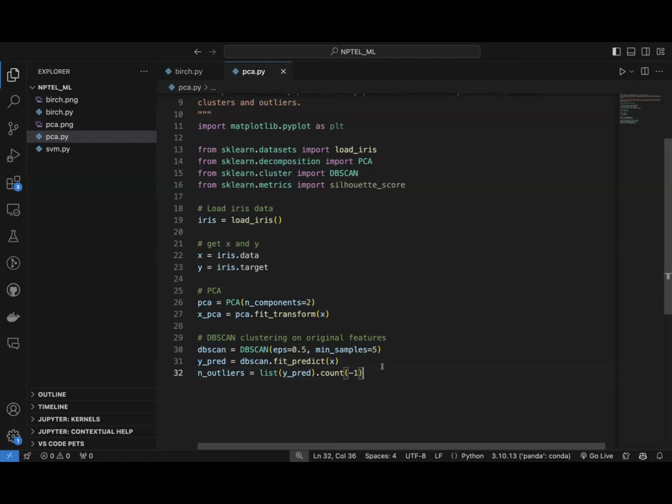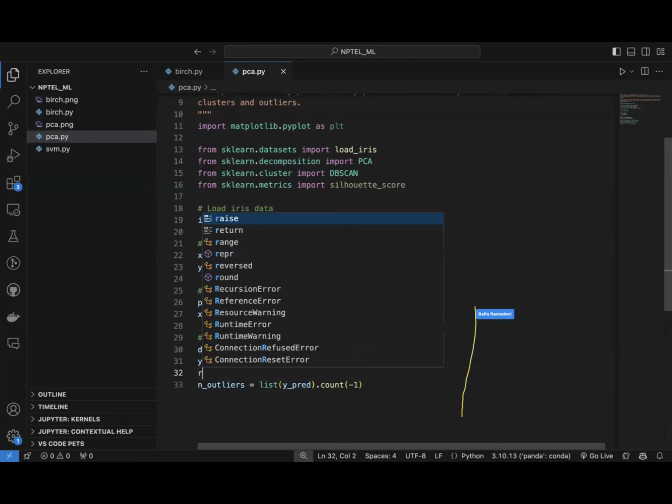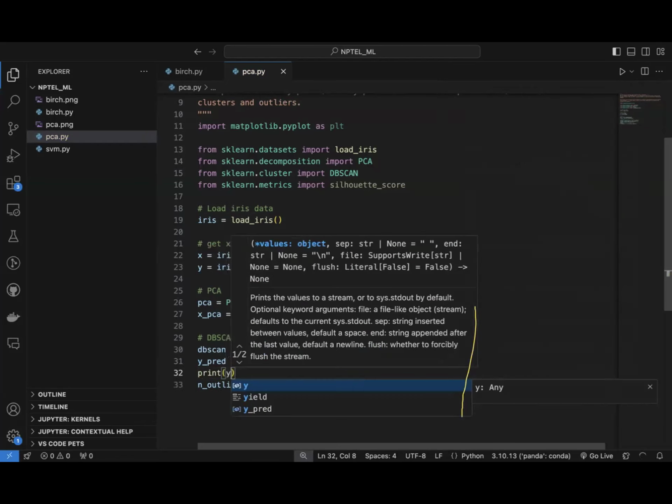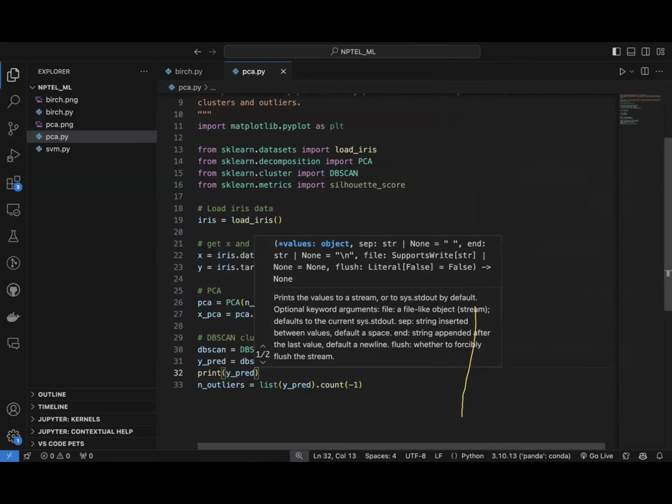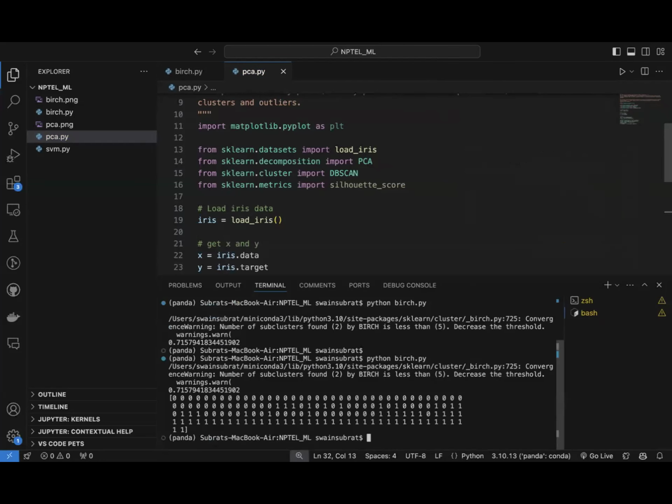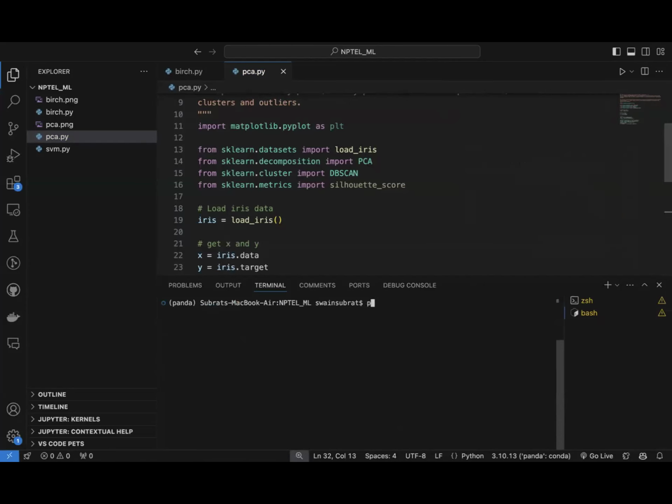Then we can get the outliers from this prediction. You can print the prediction. Print y pred. So let's just run this. Python pca.py.